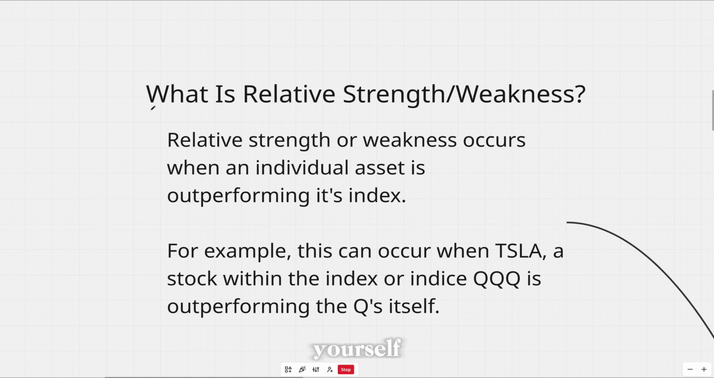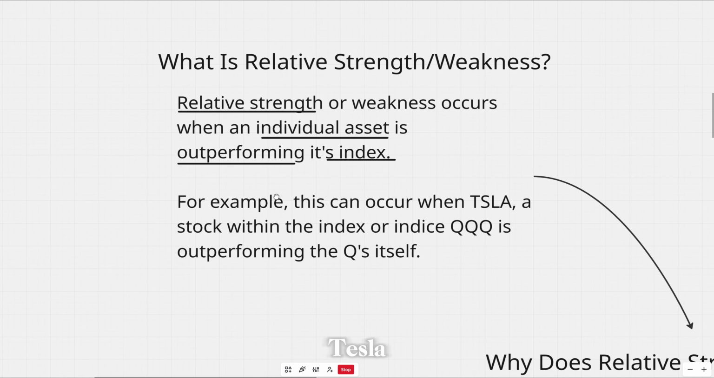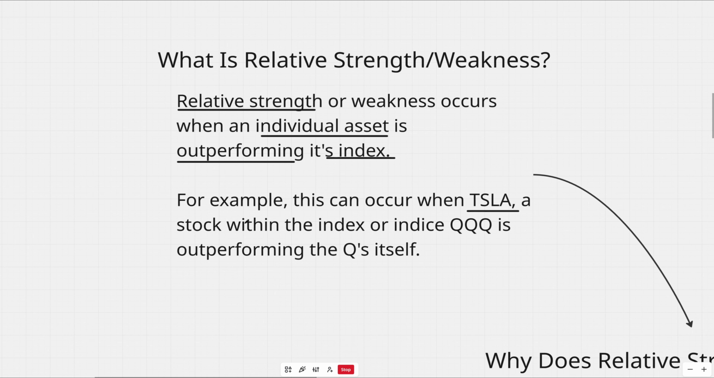So you might be asking yourself, what is relative strength slash weakness? Relative strength slash weakness occurs when an individual asset is outperforming its index. So you might be asking yourself, what does this even mean? Relative strength means, for example, Tesla is outperforming the QQQ, an indice or index, within its own individual day.